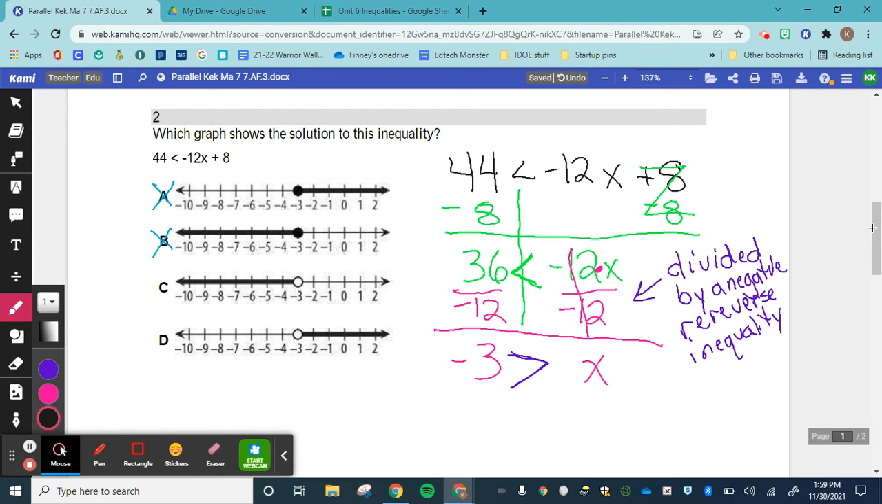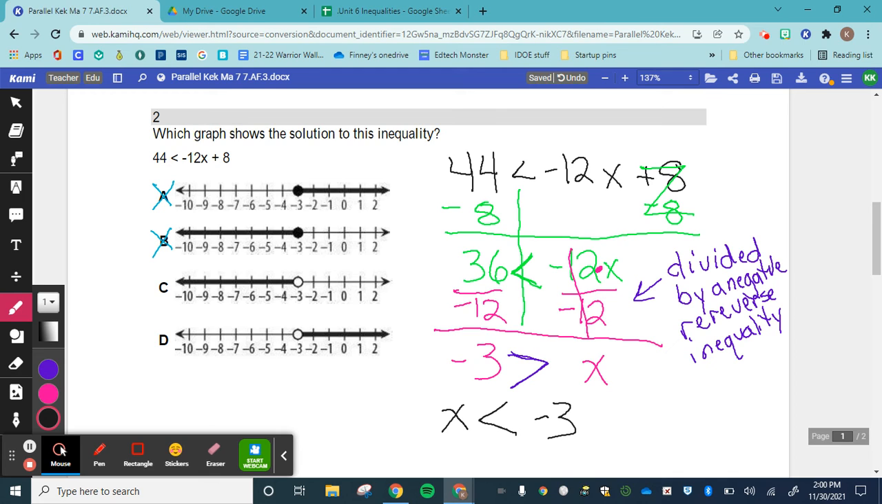Many of you like to rewrite that with the variable on the left side, and you can do that, but remember, the alligator still has to eat the bigger number. So the inequality sign still needs to be open towards the negative 3. The x still needs to be smaller. So if you rewrite it, you will get x is less than -3. These two are exactly the same thing. This one says -3 is bigger than x. This one says x is smaller than -3. They mean the same thing.